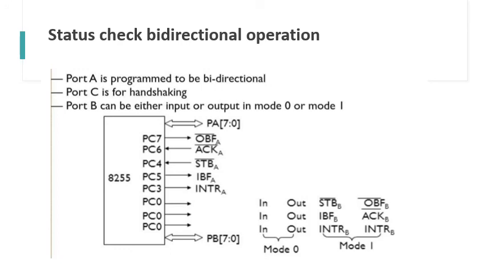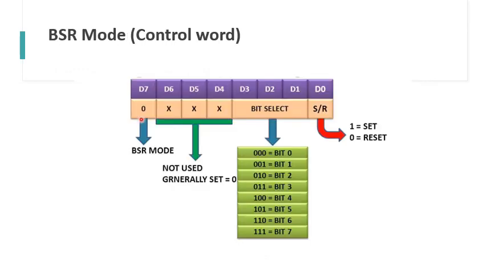You can go to status check input operation and status check output operation under the heading mode 1 strobed IO or handshaking IO. Again, keep port A in mind while listening to it. This is how status check bidirectional data transfer takes place.